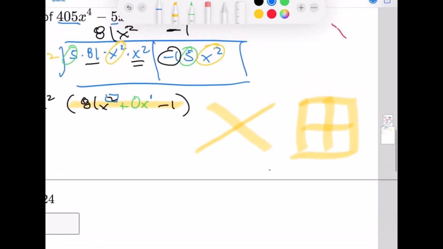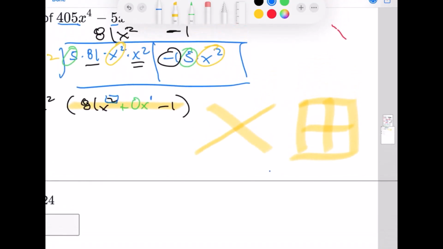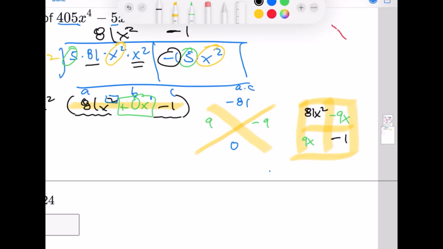You could also use a chunking method here, but a, b, c, a times c is negative 81. My b value is 0. My two numbers are going to be 9 and negative 9. We are splitting this one, so that has an x there. In the top left will always go the whole a term, and the c term always goes in the bottom right.